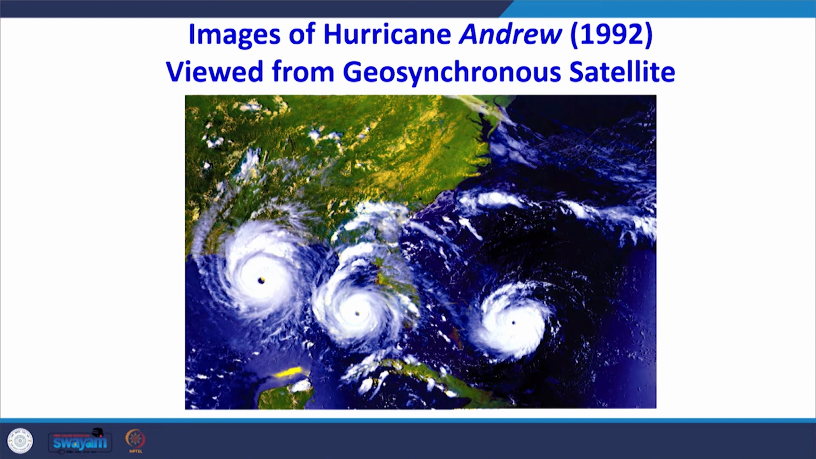When we are using coarser resolution images, we can use them for disaster management. So this is a hurricane in 1992, and one can see the movement of the hurricane towards the land area. So we can give advanced warning. So we can develop an advanced warning system for that.